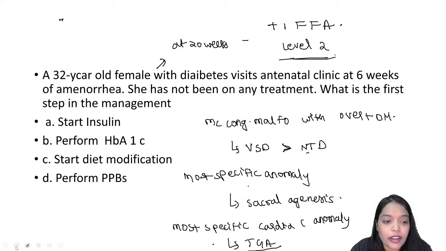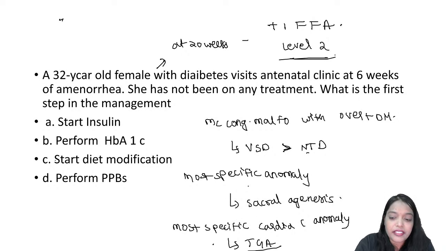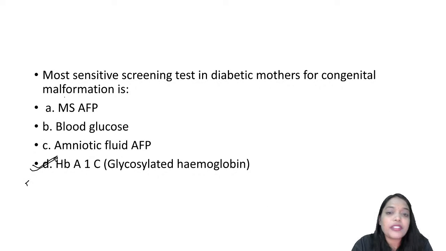So again, almost the same question. Most sensitive screening test in a diabetic mother for assessing congenital malformation is: maternal serum AFP, blood glucose, amniotic fluid AFP, HbA1c? Excellent. It will be HbA1c. As I just told, this question and the next question both have the same theme. So any overt diabetic mother who comes to you in the first trimester, first do HbA1c, and depending on the HbA1c you have to decide her further treatment.